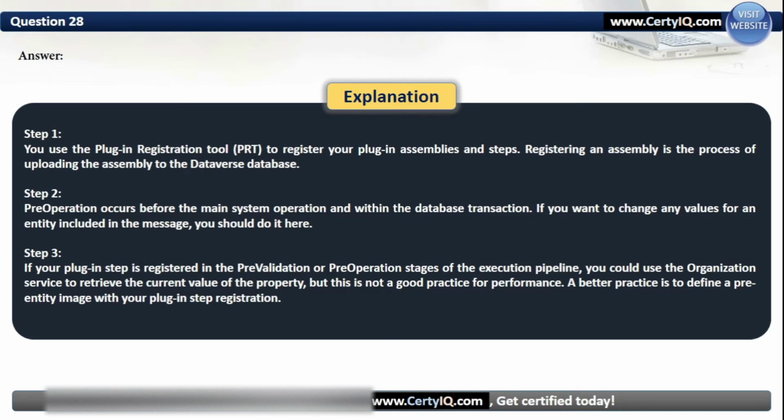About step 1, you use the PRT to register your plugin assemblies and steps. Registering an assembly is the process of uploading the assembly to the Dataverse database. About step 2, pre-operation occurs before the main system operation and within the database transaction. If you want to change any value for an entity included in the message, you should do it here. About step 3, if your plugin step is registered in the pre-validation or pre-operation stages of the execution pipeline, you could use the organization service to retrieve the current value of the property, but this is not a good practice for performance. A better practice is to define a pre-entity image with your plug-in step registration.